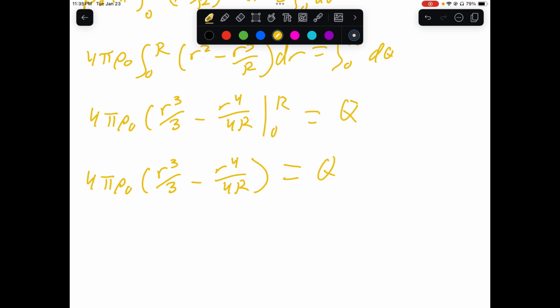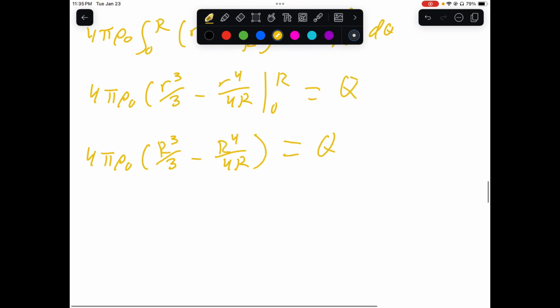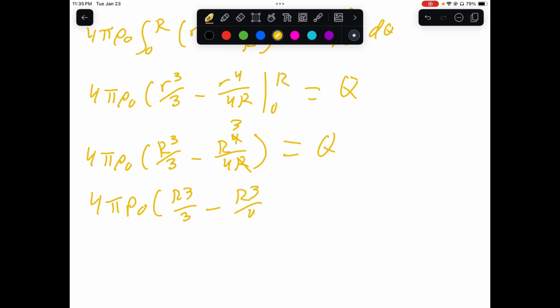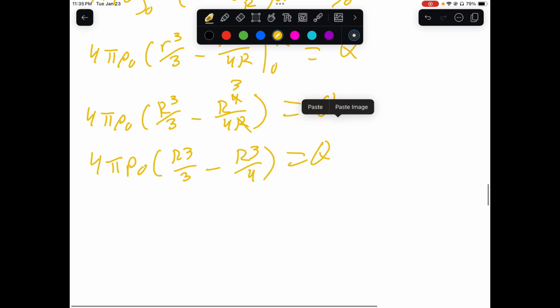Oh, wait a minute. Silly me. From 0 to R, these are capital R's. I don't know why I erased that parenthesis. So this would be big R to the third power, big R to the fourth. Yeah, actually, this simplifies down. So 4 pi rho naught, and then I have R to the third power over 3 minus, oh look at that, that simplifies down to R to the third power over 4 is equal to Q. There we go. Now we're making some progress.